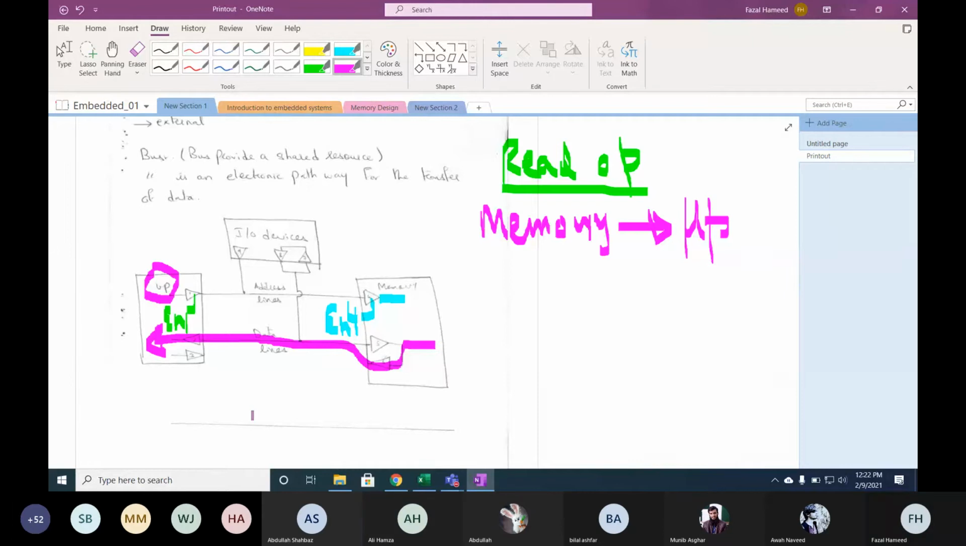Yes, sir. Now we also want to place some address at the address lines, because when we want to access the memory, it means we want to place some address. So the address can be placed on this address line. The microprocessor will provide the address.